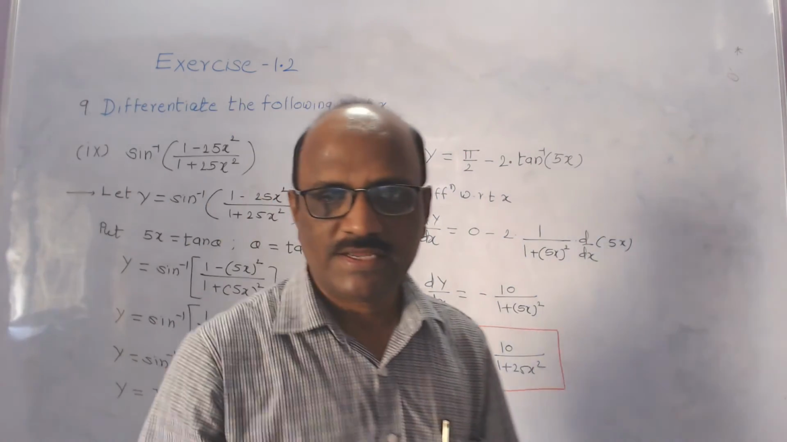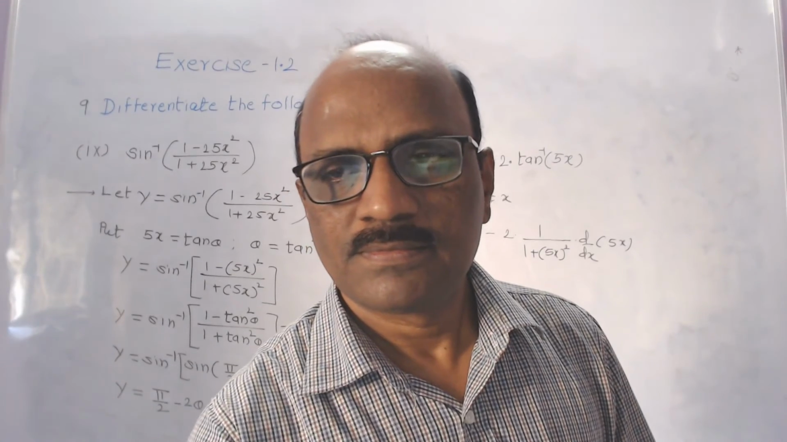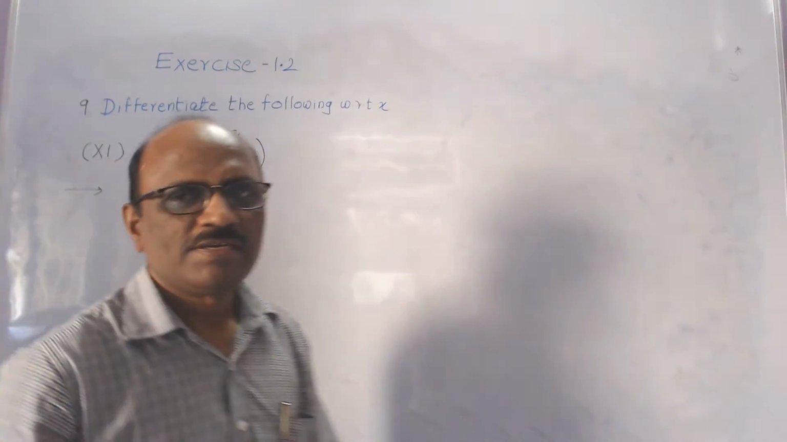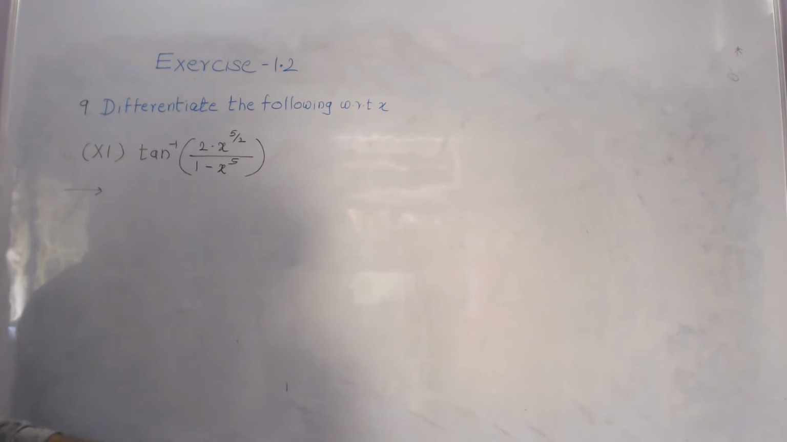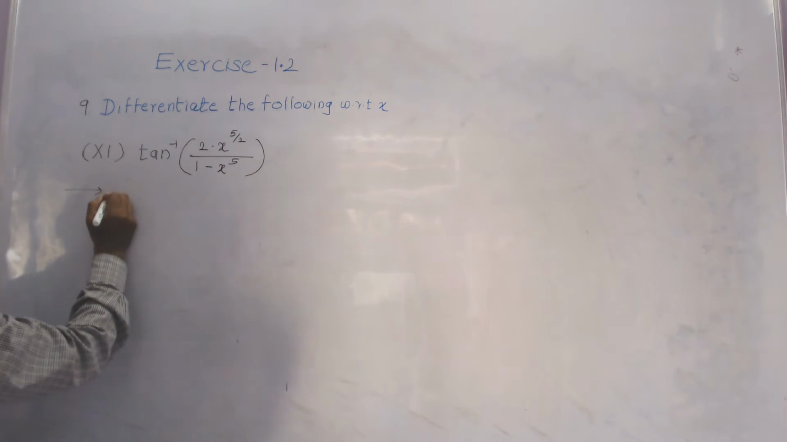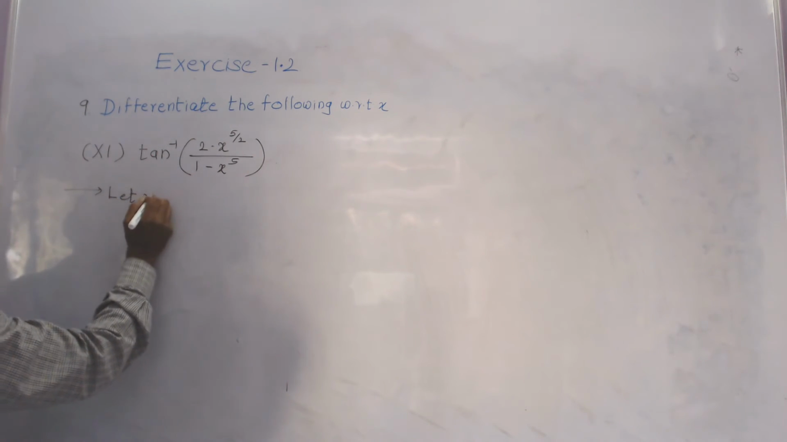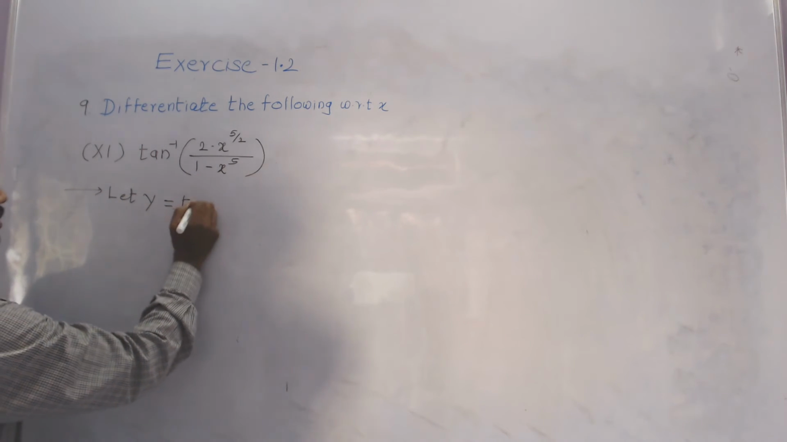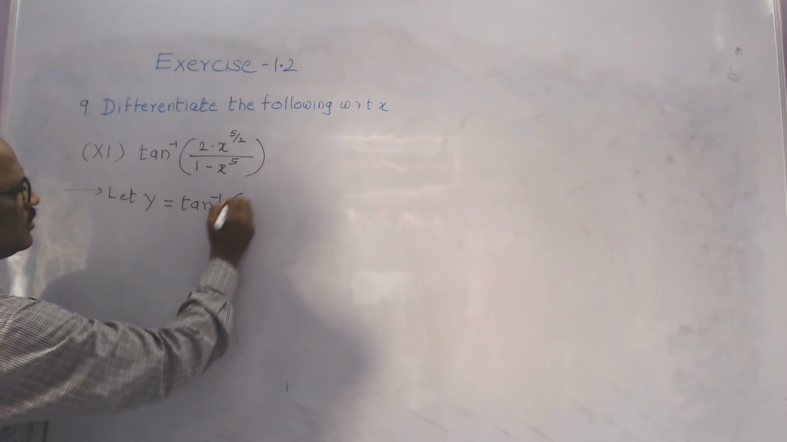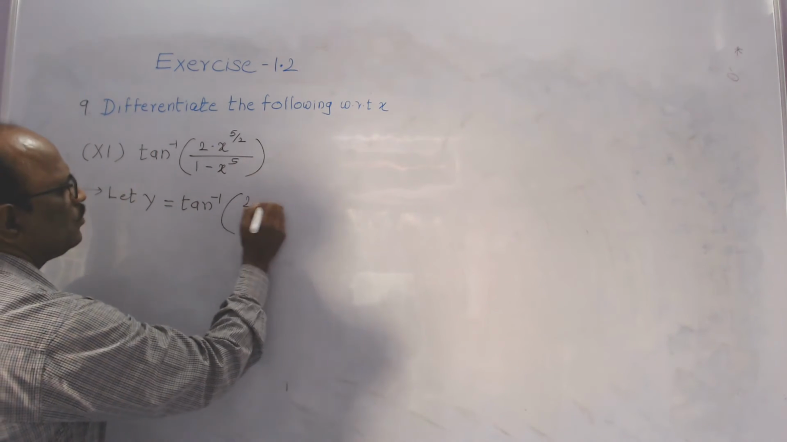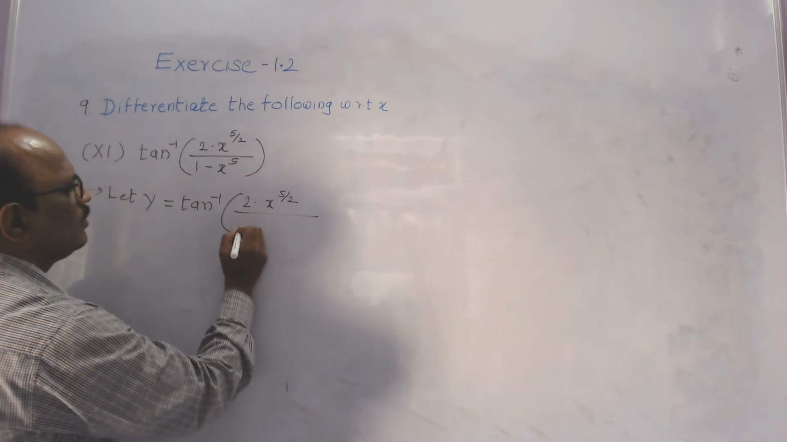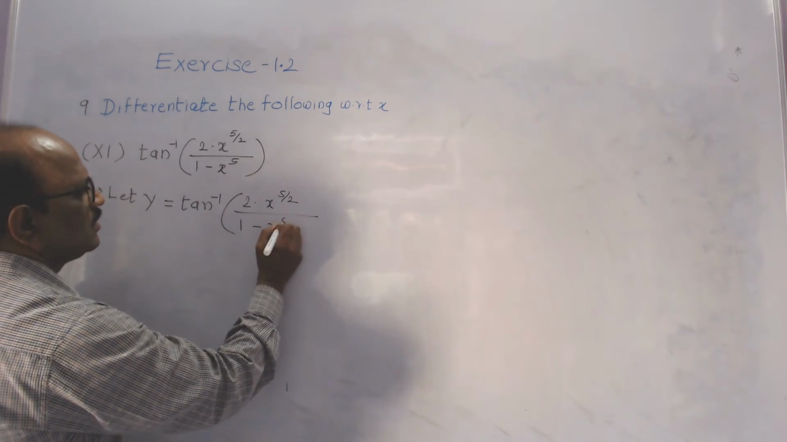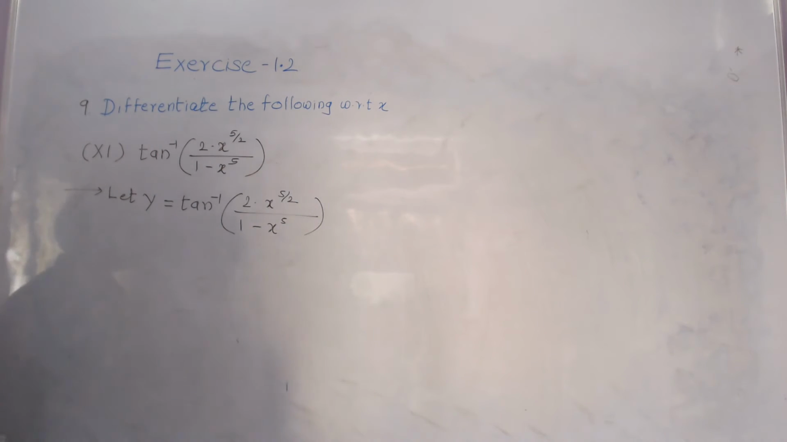I will take the next problem. Now the next problem is tan inverse of 2 into x raised to 5 by 2 upon 1 minus x raised to 5, and here again let y is equals to tan inverse of 2 x raised to 5 by 2 upon 1 minus x raised to 5.